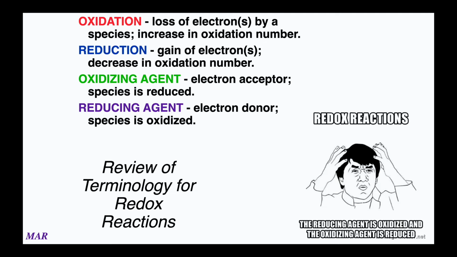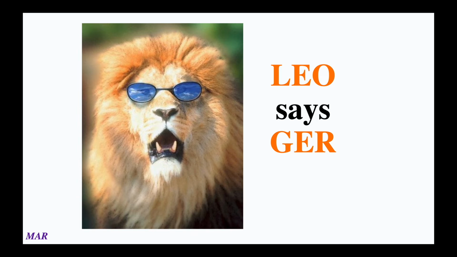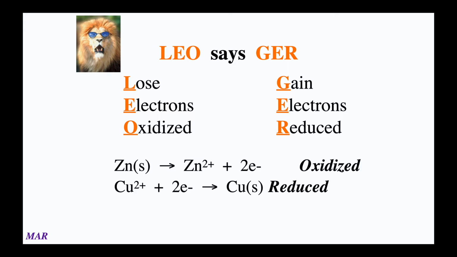Remember that if it's an agent, it does the opposite. So an oxidizing agent is reduced and a reducing agent is oxidized. And that's pretty crazy. I prefer my lion, and this is a lion I showed in Chem 221. I called him Leo the lion, and Leo says grrr. Leo says grrr is an acronym. LEO stands for lose electrons oxidized. GRRR stands for gain electrons reduced.